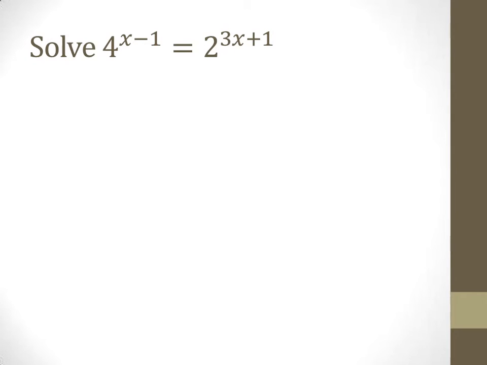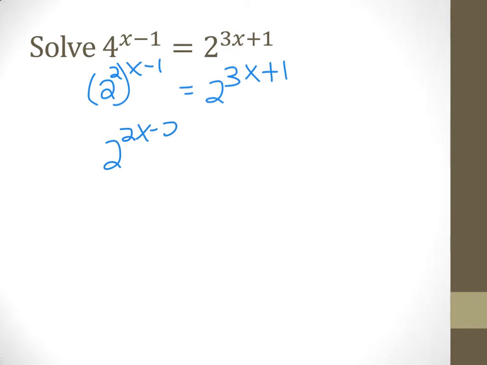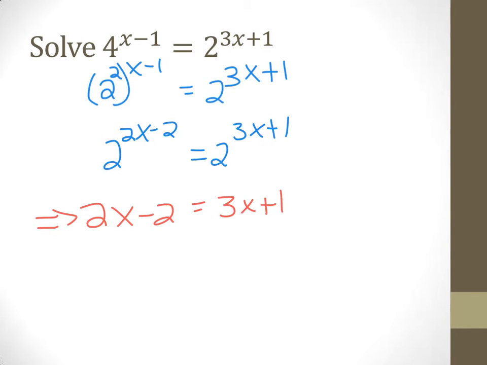Here's another one. It looks like they don't have like bases, but 4 is really 2 squared, so let's write it as 2 squared. Keep the exponent plus 1. And remember, this is a superpower here because the exponent is on the outside of the parentheses, so we multiply those together and get 2 to the 2x minus 2 is equal to 2 to the 3x plus 1, which means now, with like bases, we can equate the exponents. 2x minus 2 is equal to 3x plus 1, and let's go ahead and solve that.